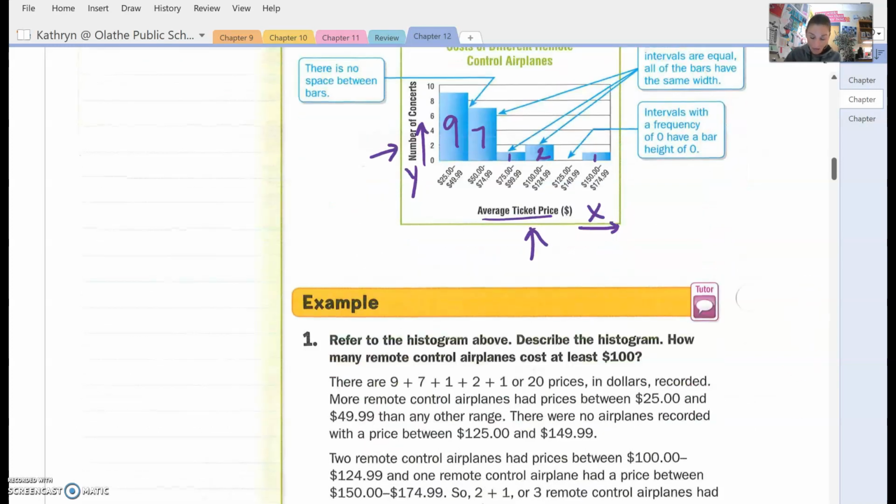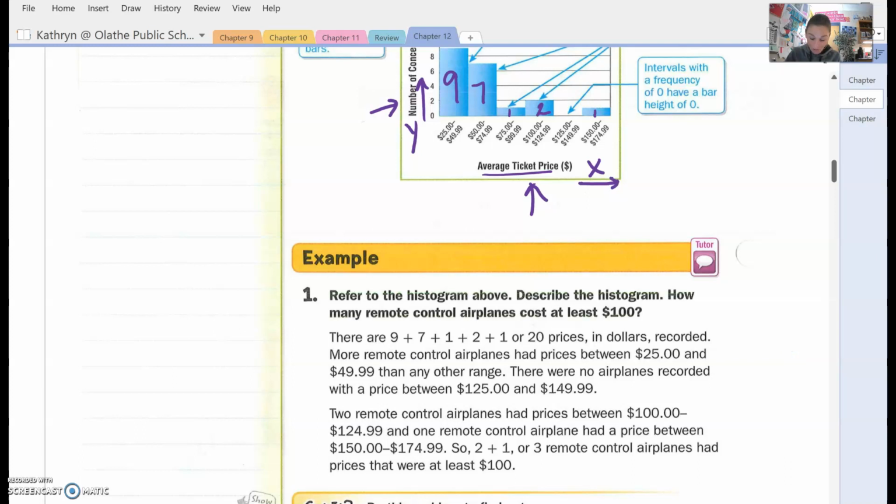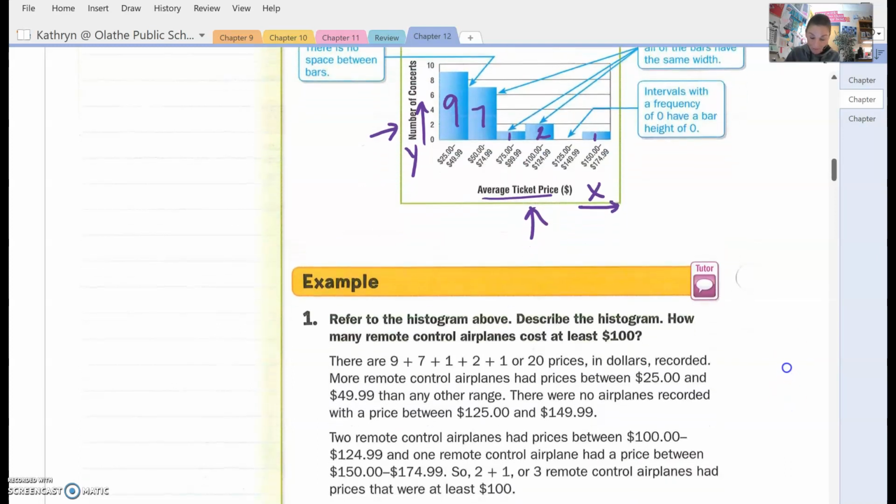Okay? All right. So, can we describe the histogram referred to up above? Obviously, we realize that probably the majority of the ticket prices right here fell below $75 because you have 16 of them. 16 were below $75. Okay? You had 1, 2, 3, 4 prices that were above $75. So the majority of them were below $75, $74.99.